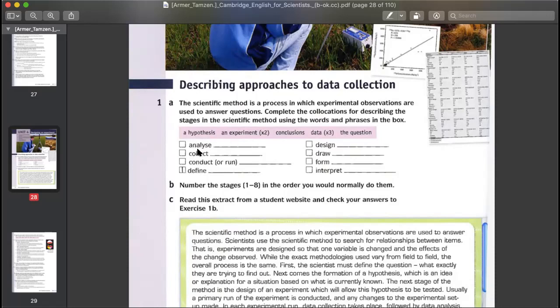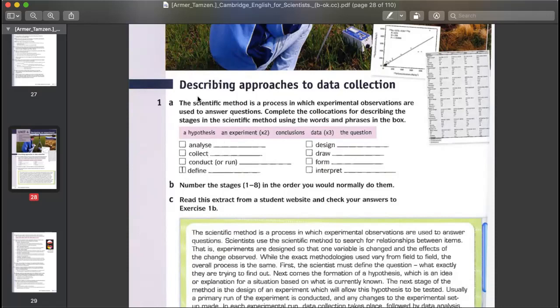Collect, also collect. You will collect what? You will collect a hypothesis? Of course, no. An experiment? Of course, no. Conclusions? Of course, no. The data? Yes, you will collect data. The same way you analyze information, you will collect information.